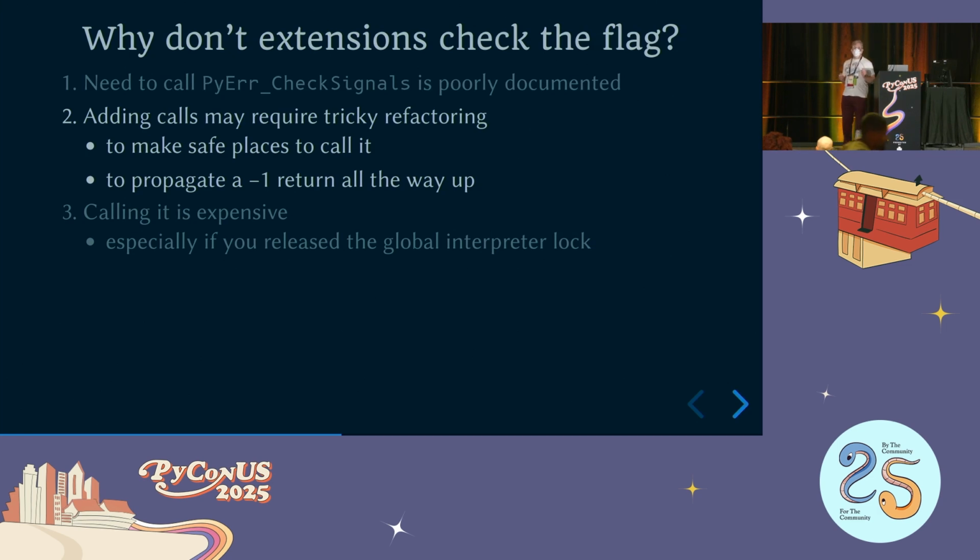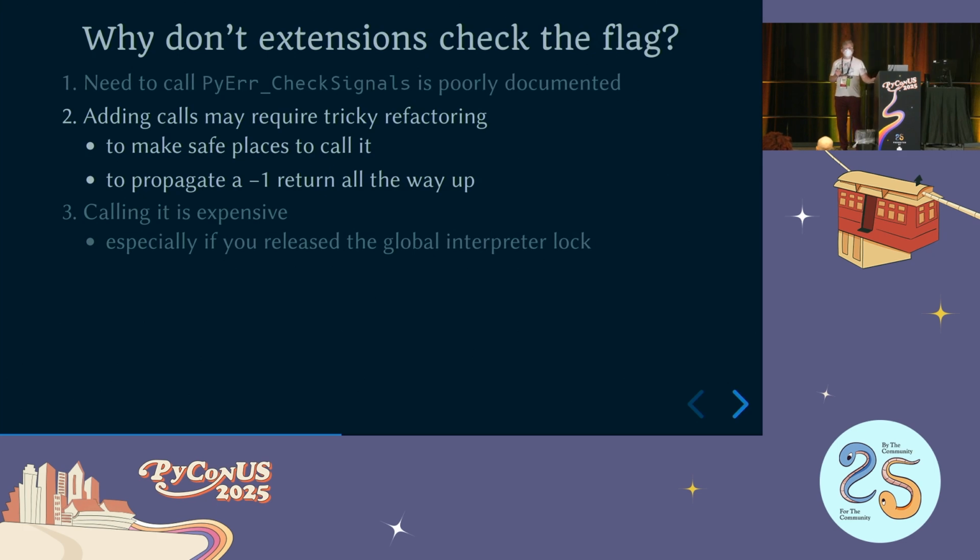Even if you do know you ought to be doing this, you might need to really carefully refactor your code to make safe places to call it and to propagate its -1 return value that says, like any other C API function, hey, I set the error indicator. We are now throwing an exception. Stop what you're doing. Propagate failure all the way back up. Remember, C does not have exceptions.